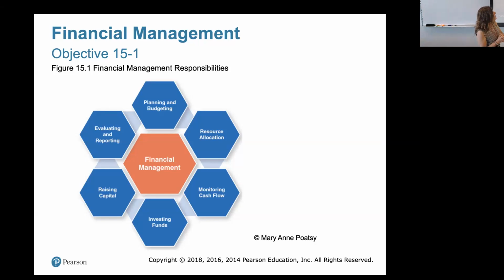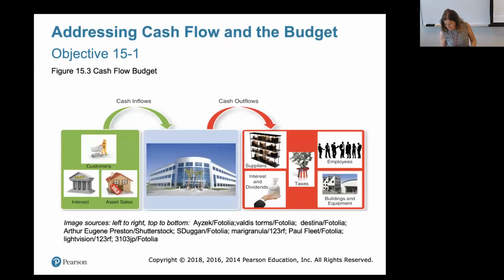And then the evaluating and reporting, right? And this is where a lot of the financial statements come in. Questions? All right. So addressing cash flow and budget. There are cash inflows and cash outflows. This is what the cash flow statement will show you, right?